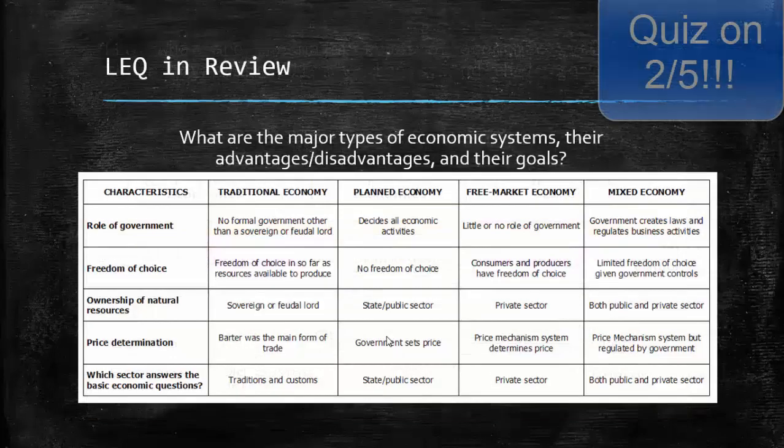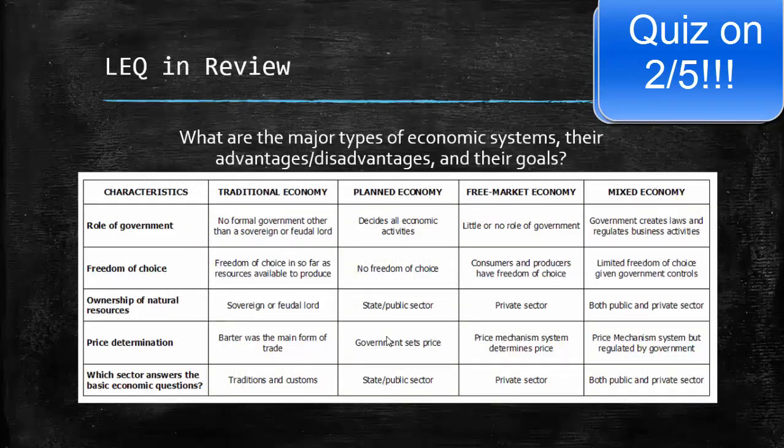And finally, our LEQ in review. Once again, I am not going to go through this, but it's expected that you guys know it. We covered that the three basic economic systems are traditional, market, and command, with the fourth economic system, mixed, not being a basic economic system, but in modern times being the most common type. They each have their pros and cons, and each country falls somewhere on an economic spectrum, most of them being mixed, some of them being more command leaning, some of them being more market leaning.